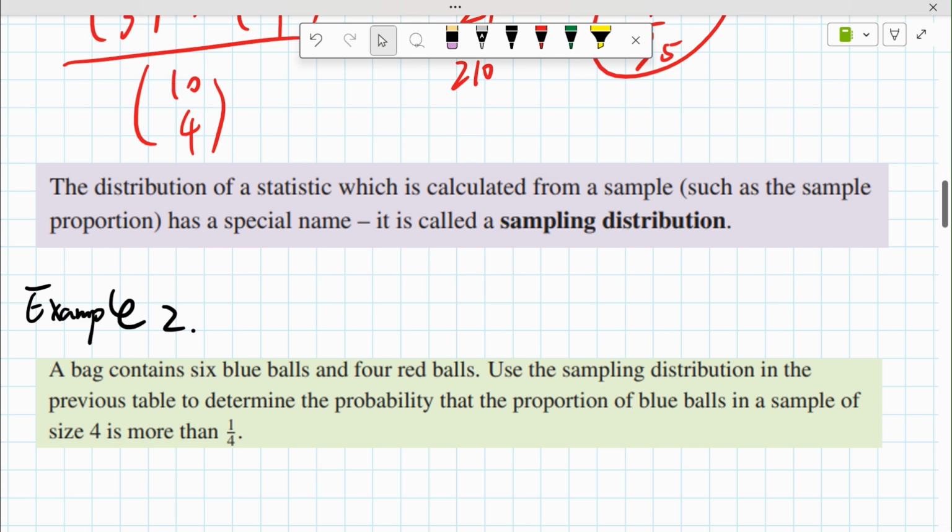And now we're going to use the statistic, which is calculated from a sample, such as the sample proportion, which has a special name we call the sampling distribution.